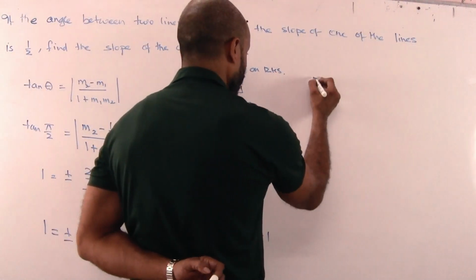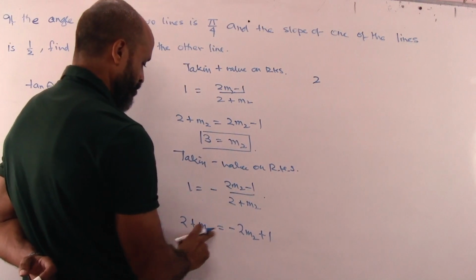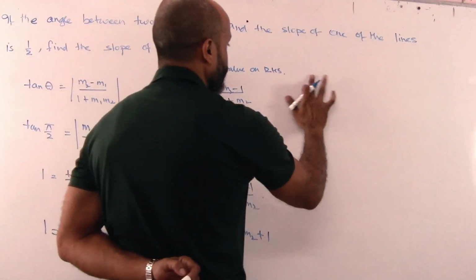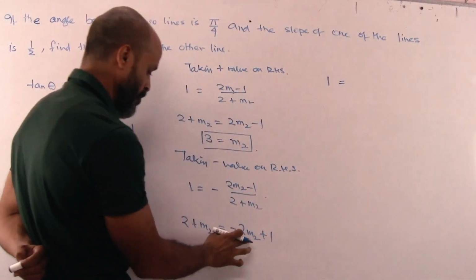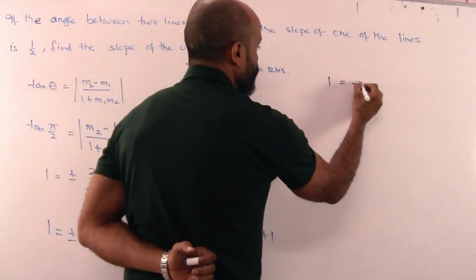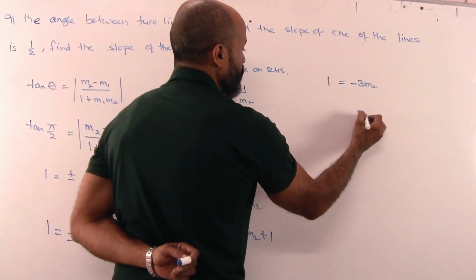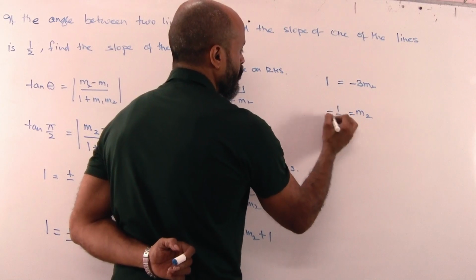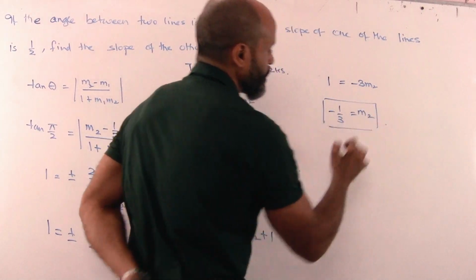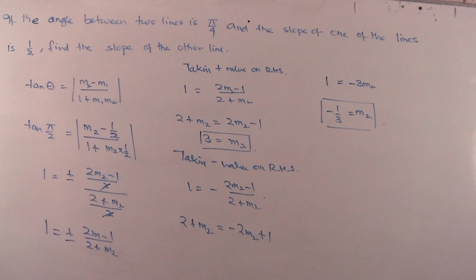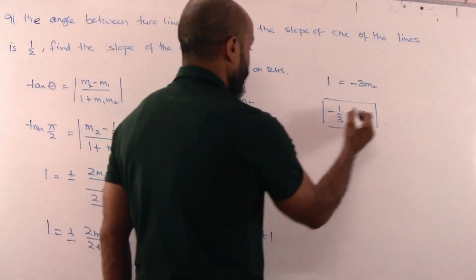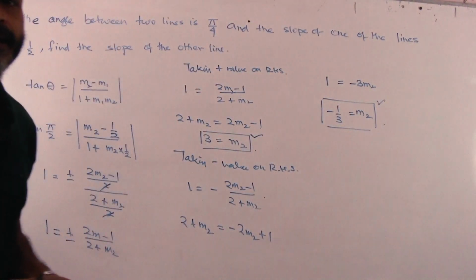So here we have 2 minus 1, that is 1, is equal to minus 2m2 minus m2. So this will be minus 3m2. So m2 here will be equal to minus 1 by 3. So that's how we will find out the value. So m2 has two values, one is 3 and the other one is minus 1 by 3.